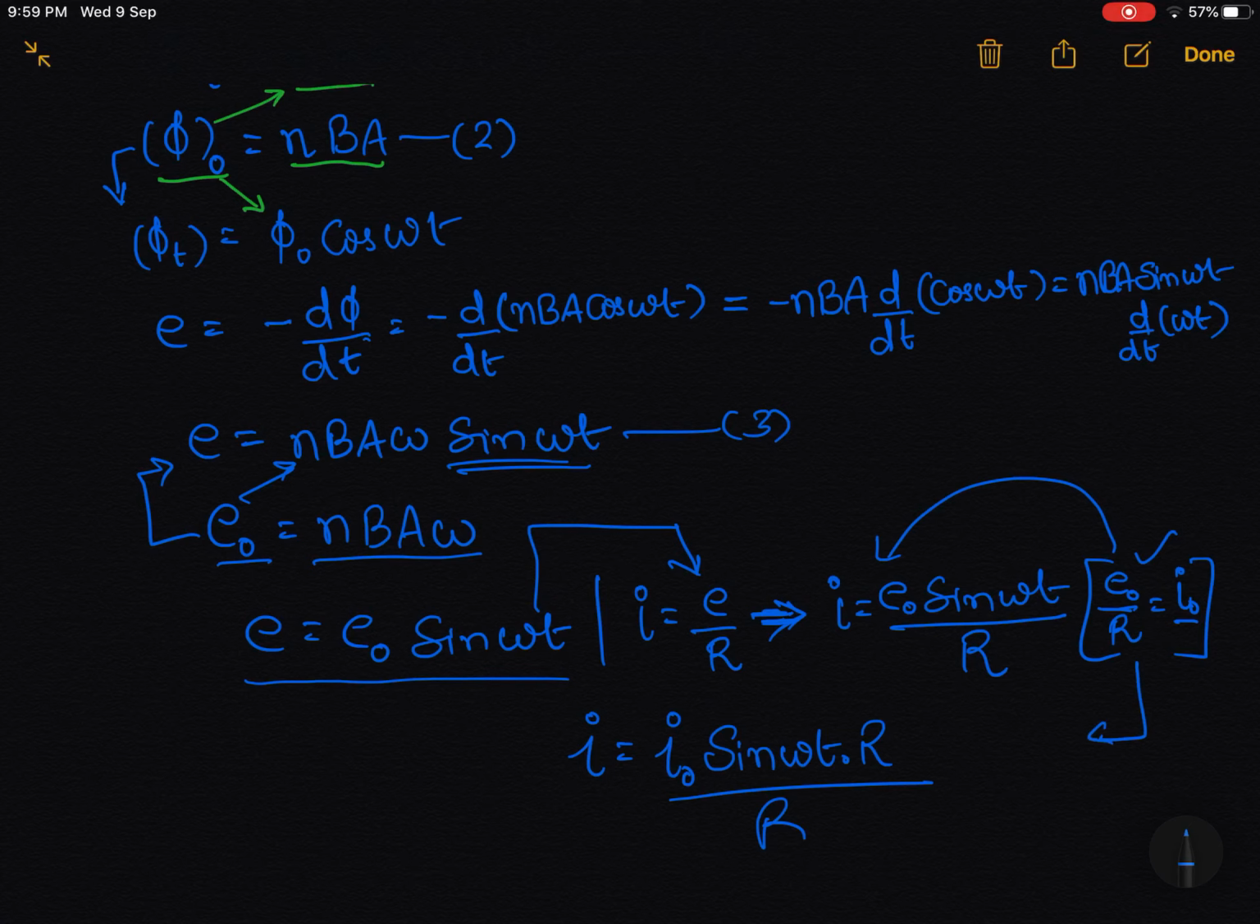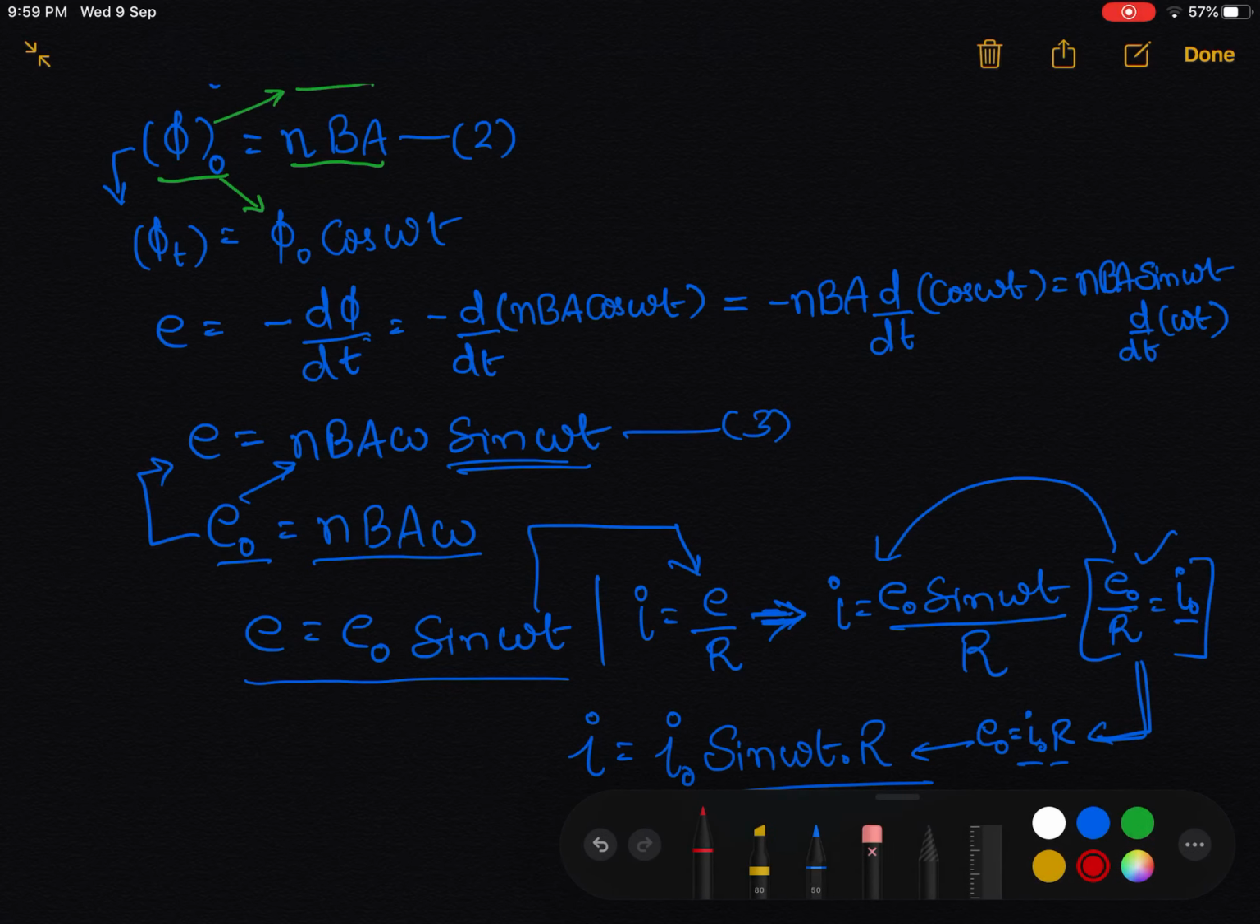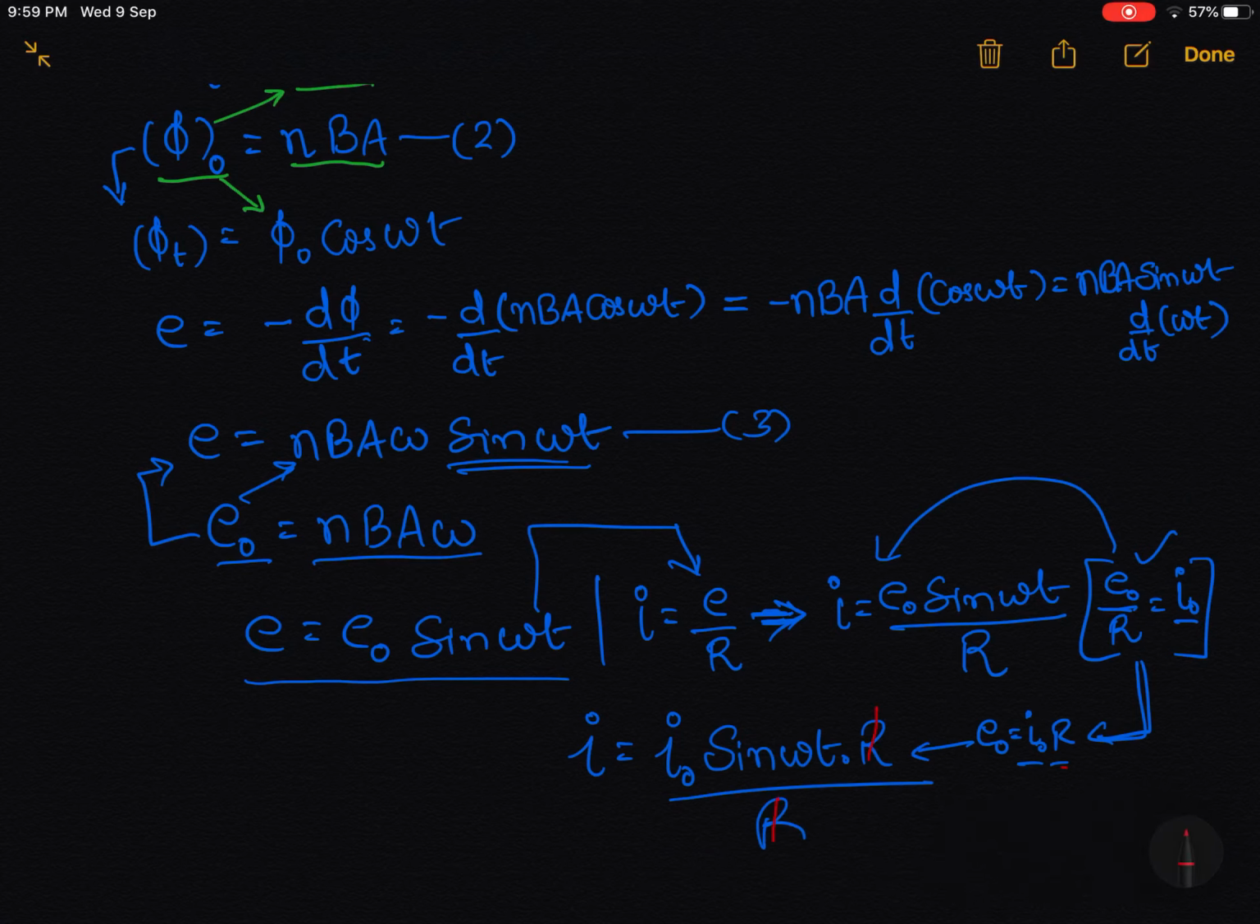Remember, I told you I'll be substituting it. How did I substitute? E naught is equal to what? I naught multiplied by R from this equation, right? Which is what I substituted, I naught and R. Now R and R get cancelled out, which is how I derive this equation. The formula is very important and forms the basis of your chapter: I naught sine omega t. I hope this derivation is clear, how we derive this formula. Thank you.